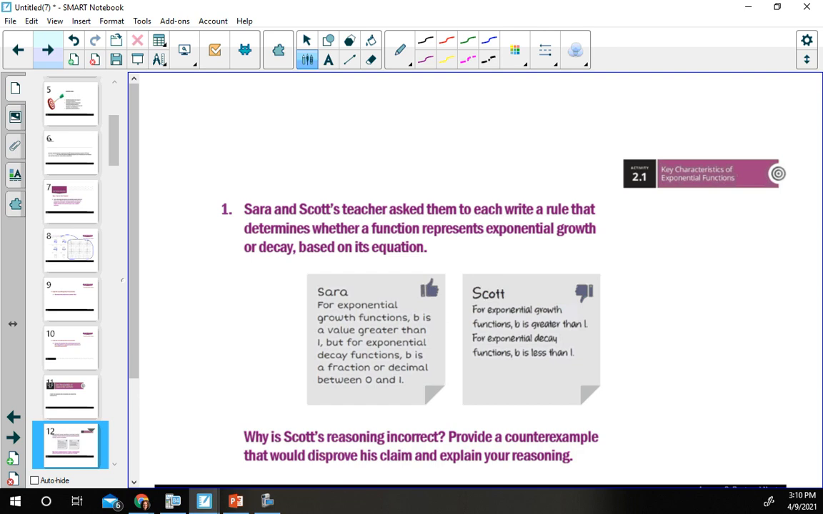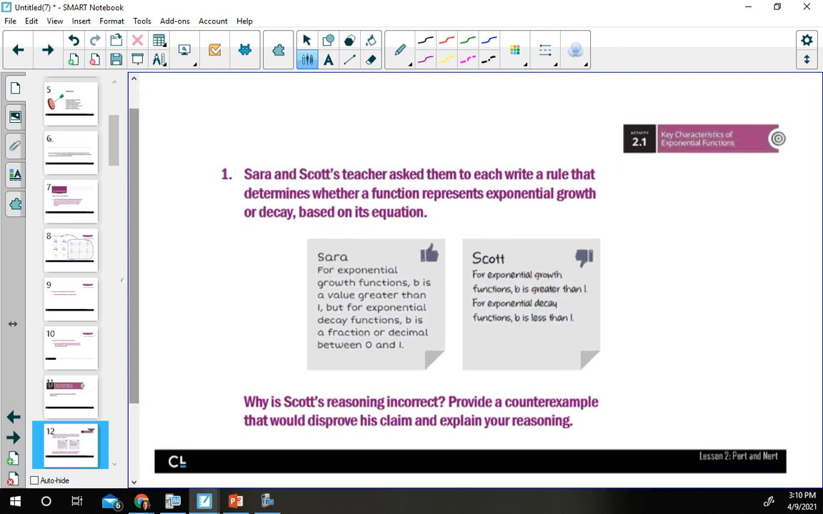Okay, so Sarah and Scott's teacher asked them to each write a rule that determines whether a function represents exponential growth or decay based on its equation. Sarah says for exponential growth functions, b is a value greater than 1. For exponential decay, b is a fraction or decimal between 0 and 1. Scott says for it to grow, b is greater than 1, but for it to decay, it needs to be less than 1, which would be a negative.